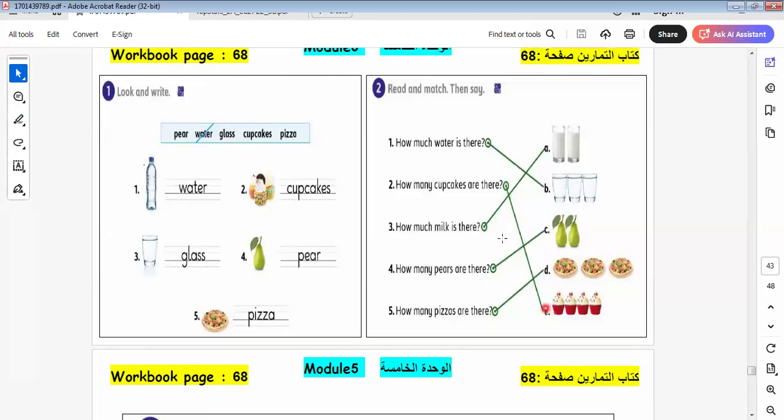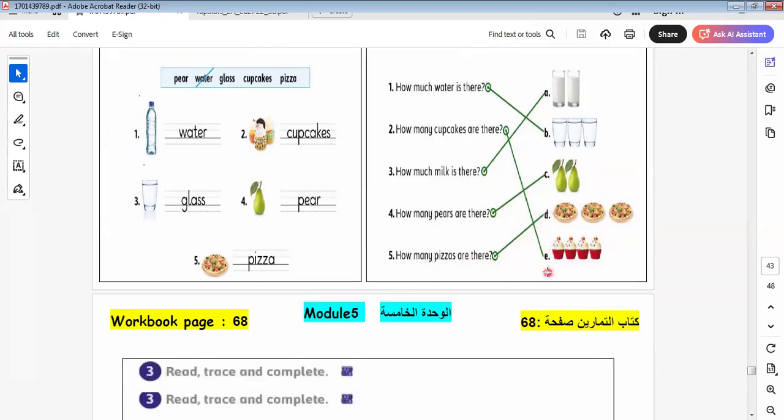Ask about numbers. Number E with number 2. How many cupcakes are there? It will be number E. How much milk is there? Number 3 by number A. How many pears are there? It will be number 4 by number C. How many pizzas are there? Number 5 by number D.